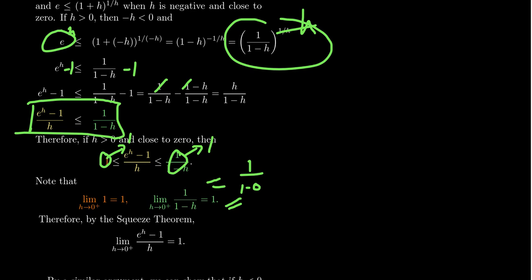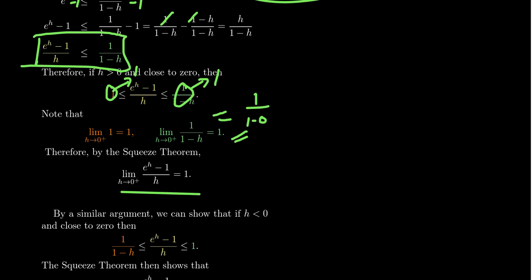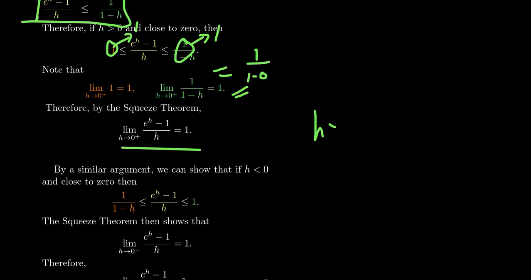That is, by the squeeze theorem, we see that the limit as h approaches 0 from above of e to the h minus 1 over h will equal, in fact, 1. Now, this was under the assumption that h was greater than 0, so it was a positive number. By a similar argument, if we assume h is less than 0, it turns out all of these inequalities will get flipped around. You're probably used to the fact that if you multiply an inequality by negative 1, it changes the direction. It's a little bit more involved than that, but replacing h with a negative, it will have the consequence that these inequalities get turned around.